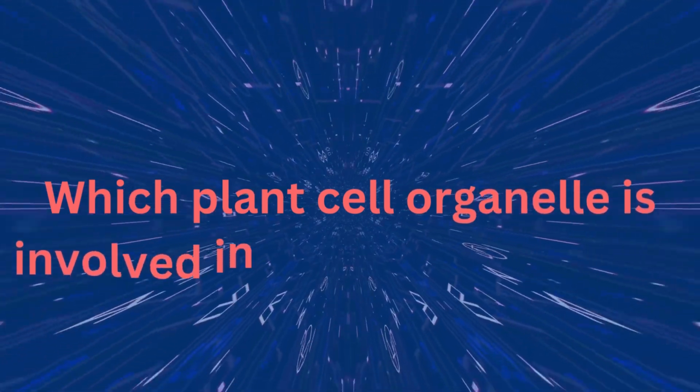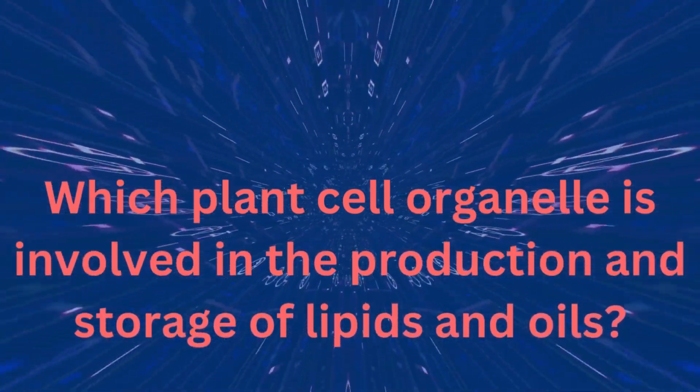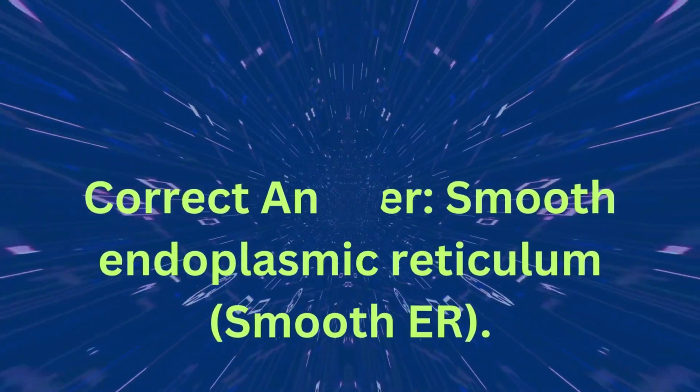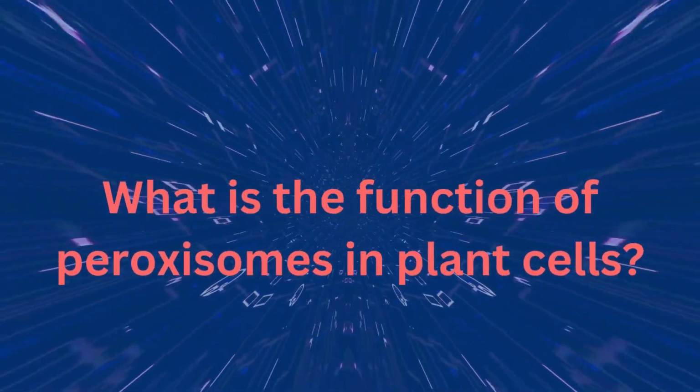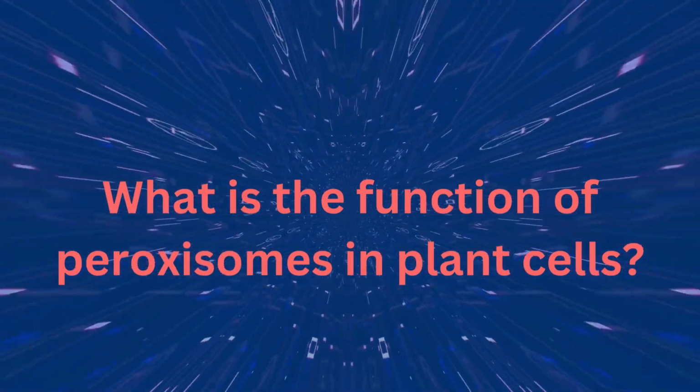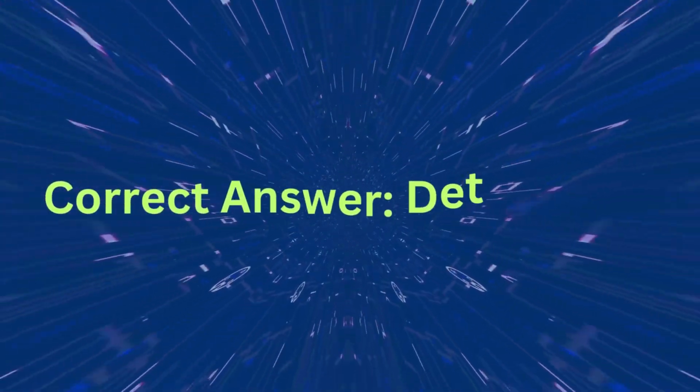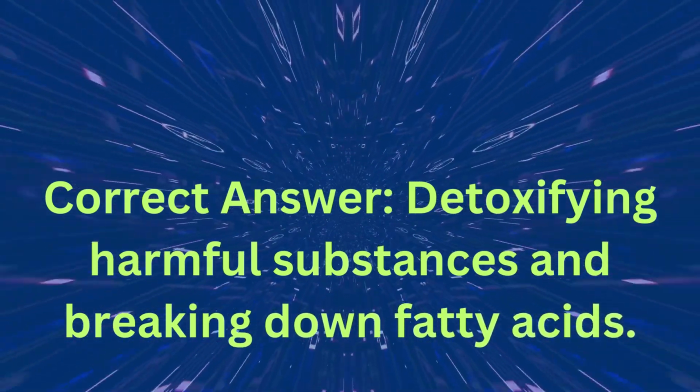11. Which plant cell organelle is involved in the production and storage of lipids and oils? Correct answer, smooth endoplasmic reticulum, smooth. 12. What is the function of peroxisomes in plant cells? Correct answer, detoxifying harmful substances and breaking down fatty acids.